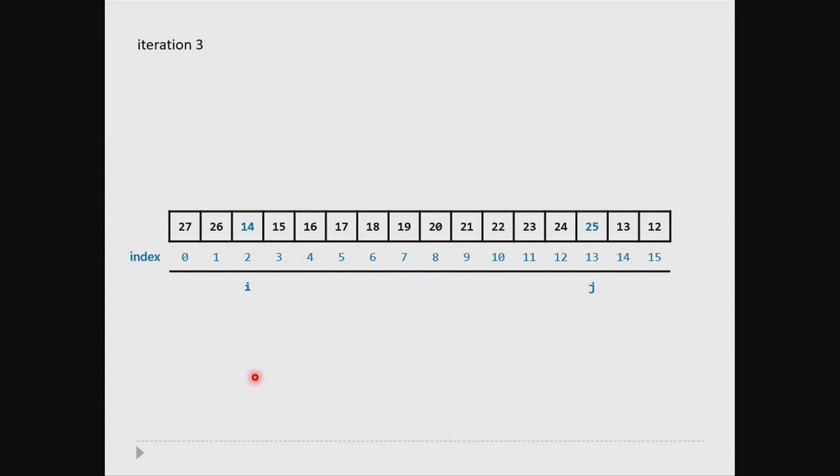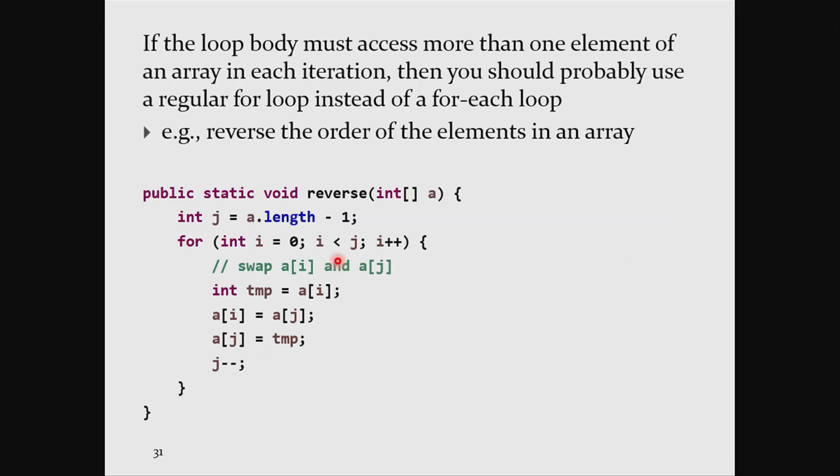So the termination condition here is you run this loop as long as i is less than j. If you have an odd length list, i will be equal to j, but it doesn't matter because there's no swapping. If you have an odd length list, you don't do anything with the middle element.